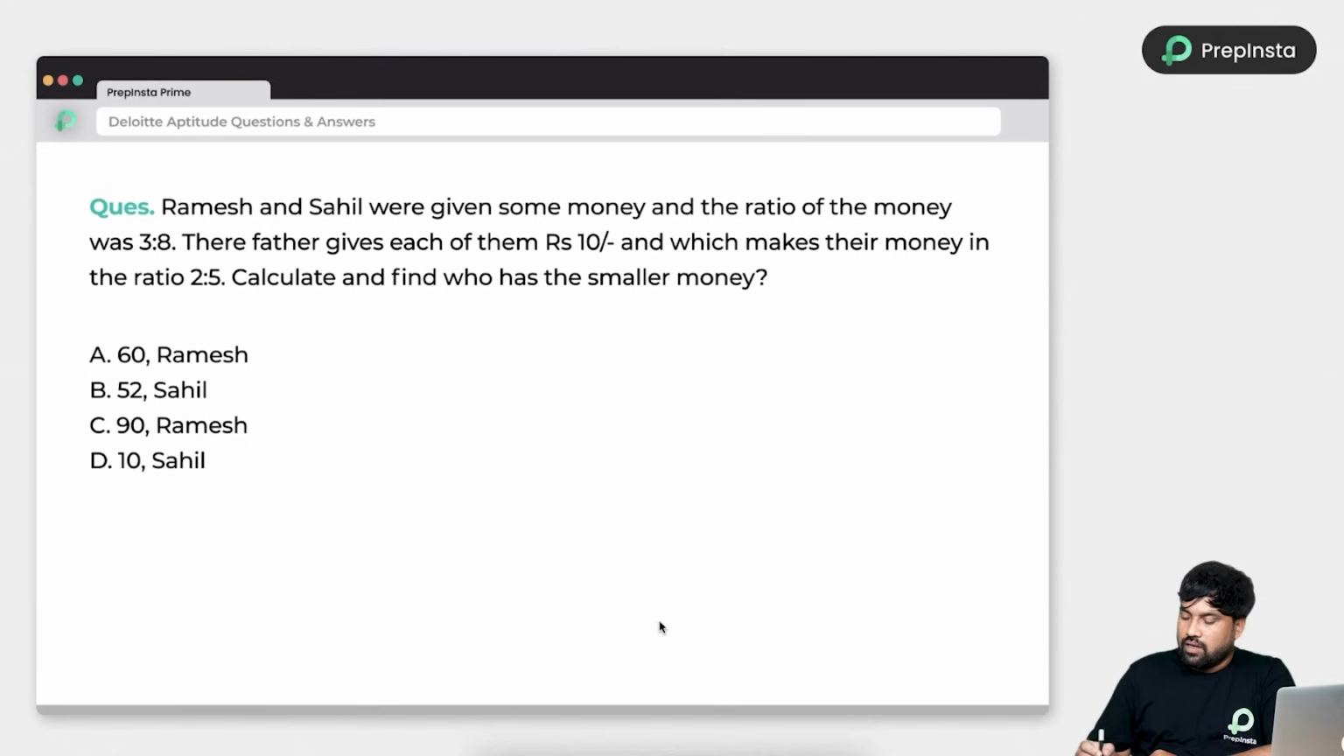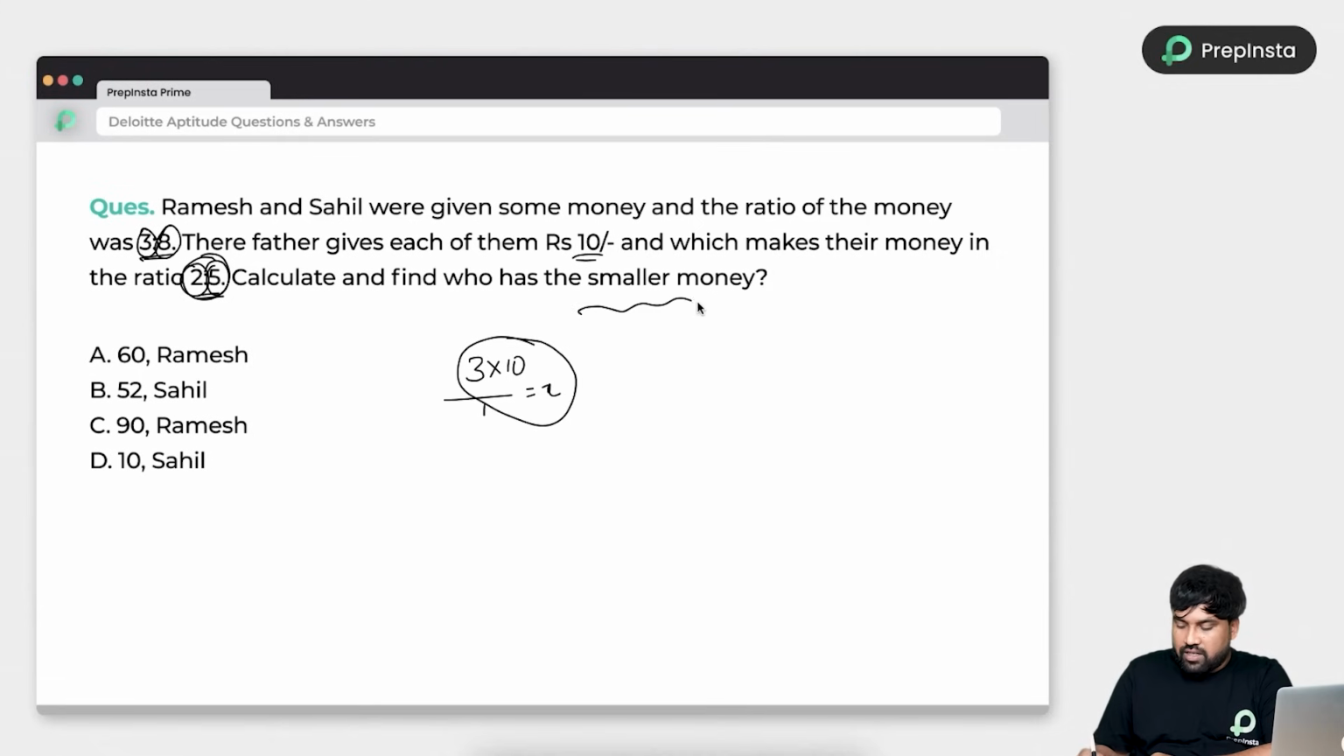See, simply, they will see, okay, two ratios are given and the difference is also given. So immediately they will take the difference of the second ratio. So 3 into 10 divided by AD minus BC. It will be in your brain, right? So 3 5s are 15, 8 2s are 16. So the difference is 1. So the answer x is equal to 10.